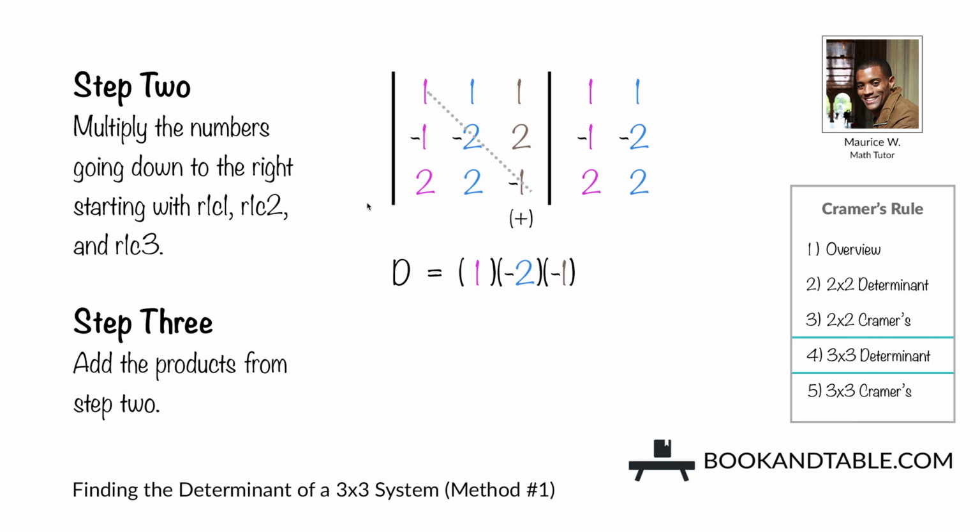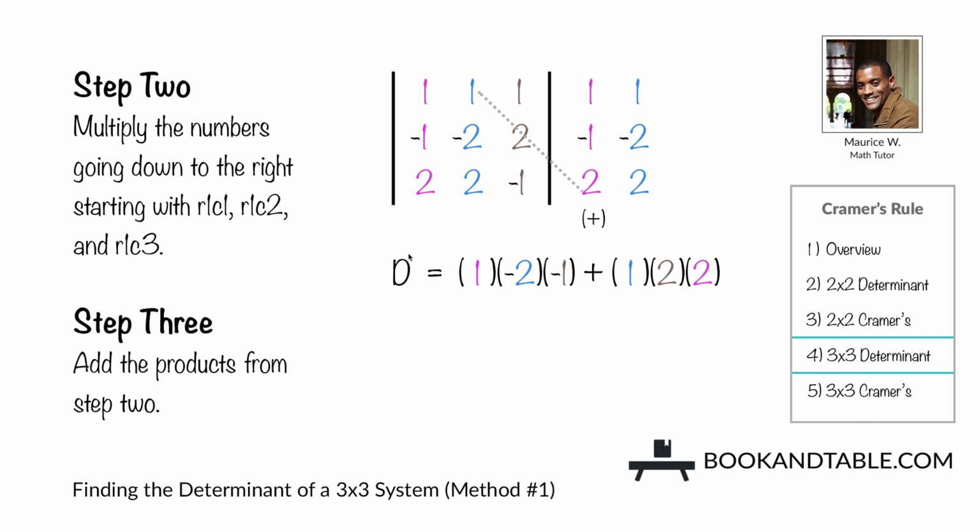And now we'll go to R1C2. So still the first row, the next column over. And again, we want to multiply the numbers going down to the right, and we want to add this product. So we'll place a positive sign. And then we'll multiply 1 times 2 times 2.